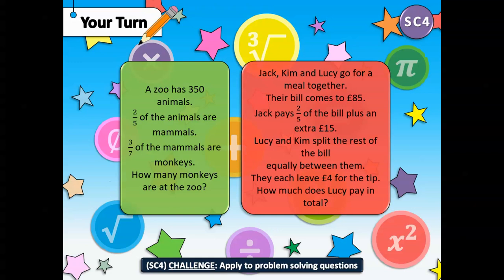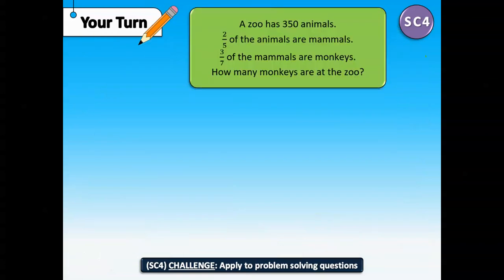Here are 2 questions for you to have a go at. Pause the video, and when you're ready to see what you should have done, press play. Here are your answers. So a zoo has 350 animals, 2/5 of the animals are mammals, and 3/7 of the mammals are monkeys. How many monkeys are at the zoo?